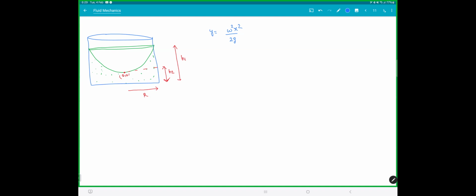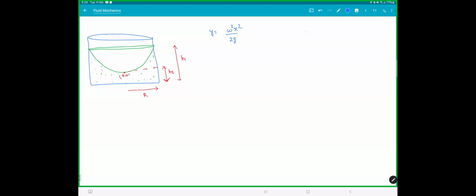Pi r square h omega square by 2. What is this, Puruja? H1 or H2? Simple way to test it: if you put omega 0, you should get H1 equal to H2 equal to small h, isn't it? That's a simple way to test. Okay, it was H1 minus H2.